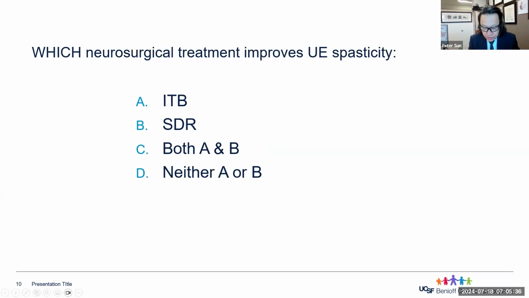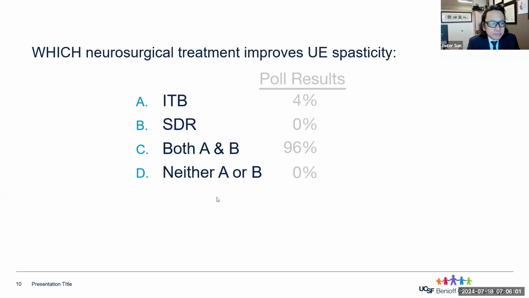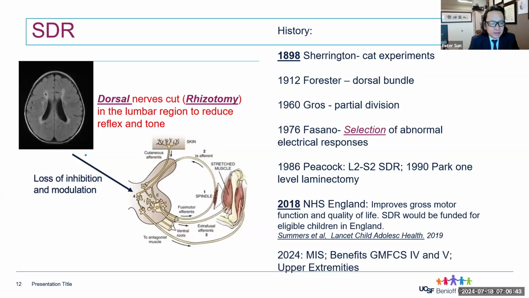So just as an intro to the audience before we get into our content, I'm going to ask everybody to see which neurosurgical treatment improves upper extremity spasticity. Intrathecal pump, SDR, selective dorsal rhizotomy, both A and B, or neither A or B. All right, we'll move on and take a look.